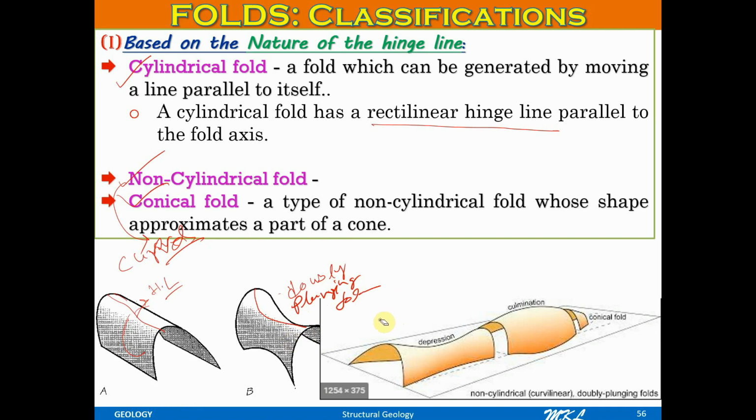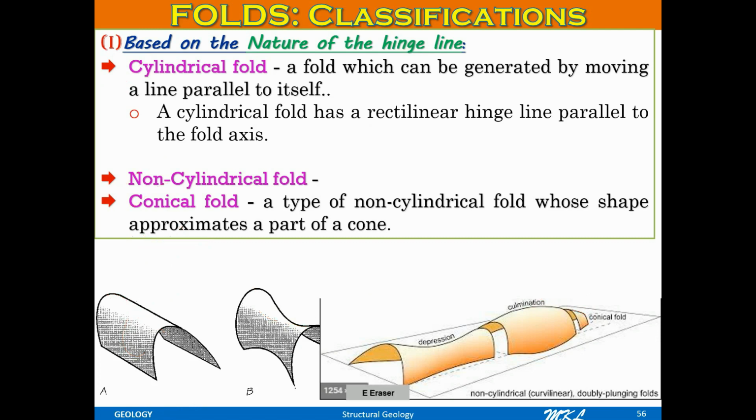What is a conical fold? One part or one side of the fold looks like a conical shape. It gives you an idea of a conical shape, and it's called a conical fold. So a type of non-cylindrical fold whose shape approximates a part of a cone is called a conical fold. It's as simple as it looks.